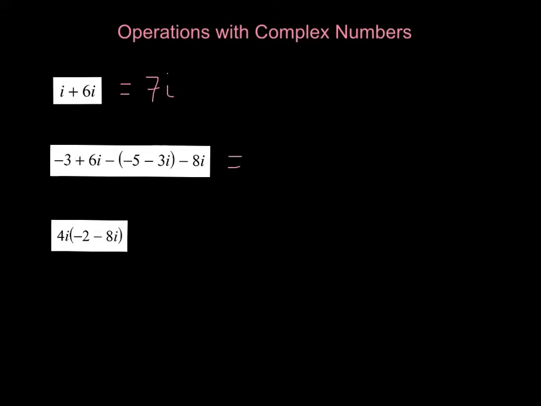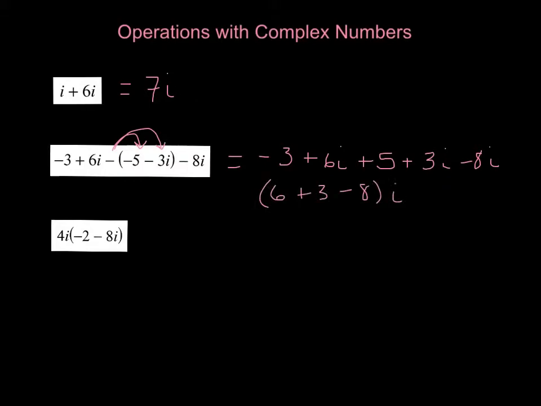And then this long, drawn-out, ugly little thing here, we're going to distribute the minus. So we're going to have negative 3 plus 6i plus 5 plus 3i minus 8i. And so that means I have 6 plus 3 minus 8i. Oh, I should have put it in front here. And I have negative 3 plus 5.